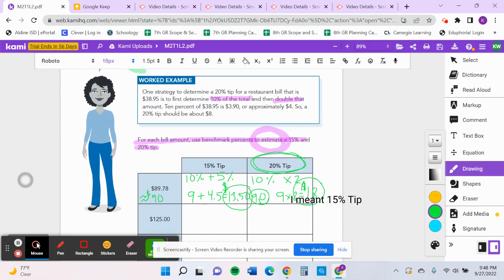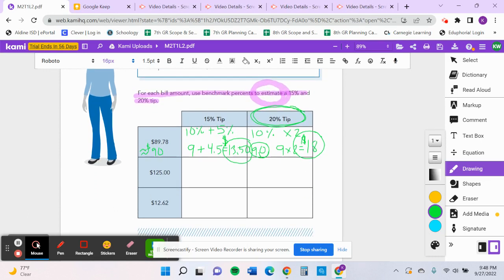Now, using the worked example above and the one that I just modeled to help you, go ahead and fill in the rest of the table, finding the 15% and 20% tip for $125 and $12.62. Remember, estimate. Pause here. Now, time to check your answers.